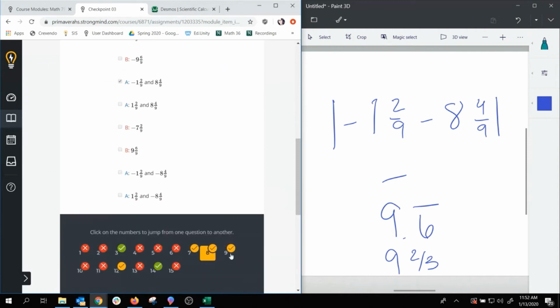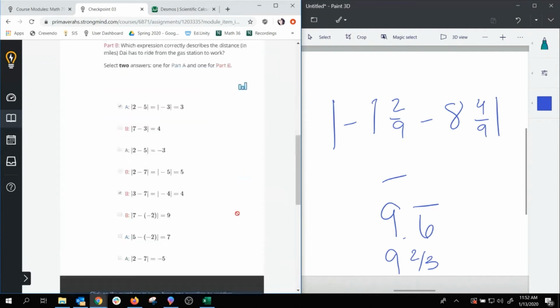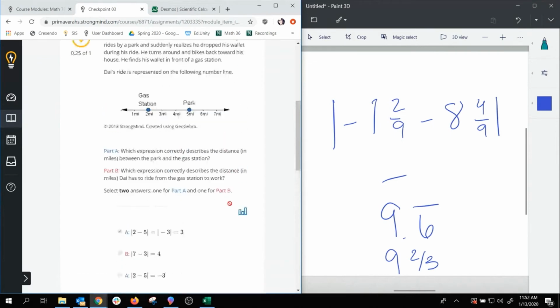Right, number 9. Checkpoints all have 15 questions now. It's a lot.